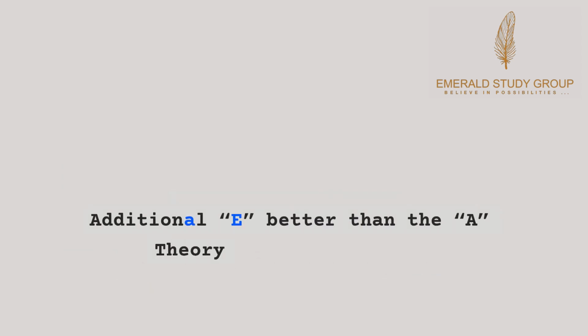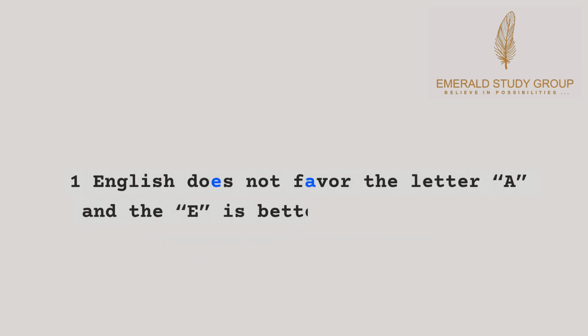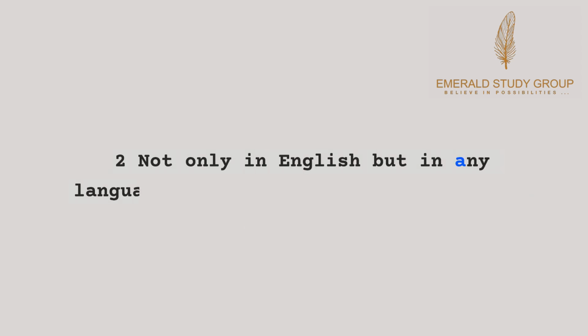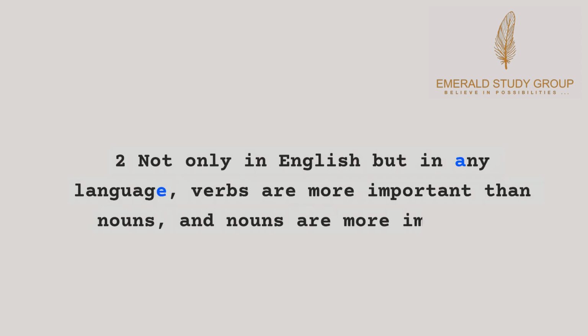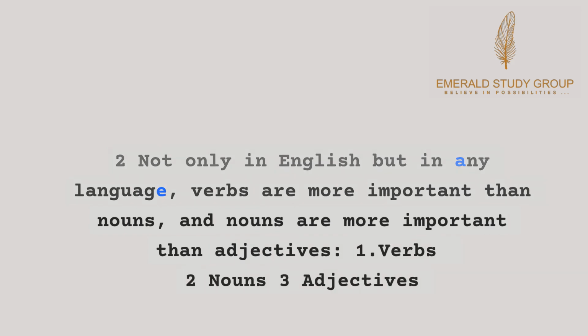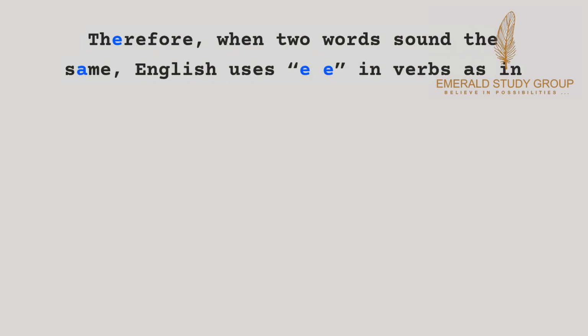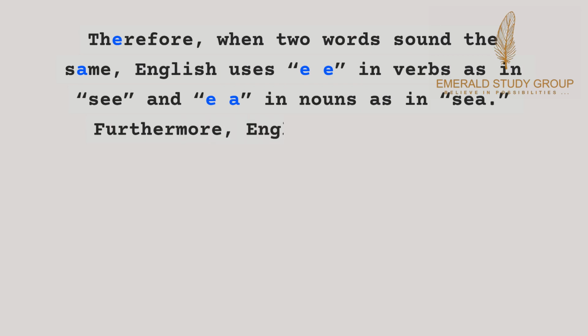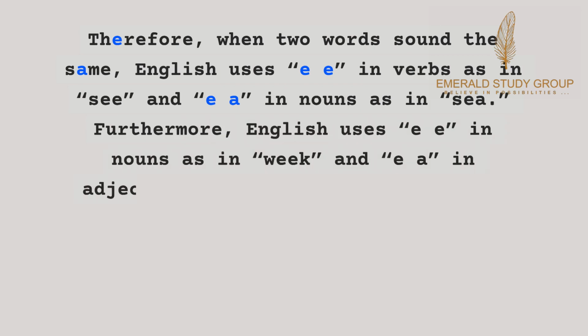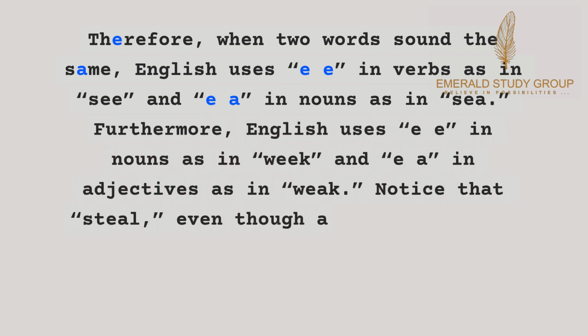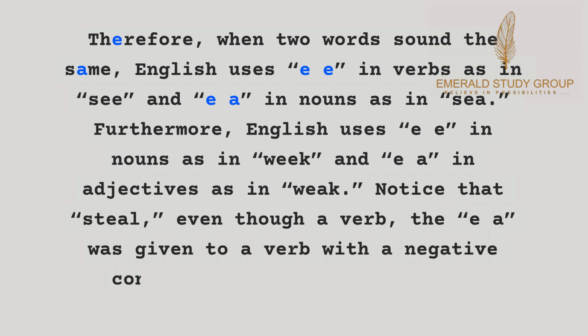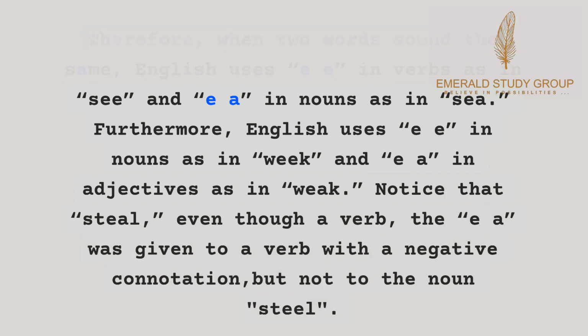Additional justifications for the E better than the A theory. 1. English does not favor the letter A, and the E is better than the A in English. 2. Not only in English but in any language, verbs are more important than nouns, and nouns are more important than adjectives. 1. Verbs, 2. Nouns, 3. Adjectives. Therefore, when 2 words sound the same, English uses EE in verbs as in see, and EA in nouns as in sea. Furthermore, English uses EE in nouns as in week, and EA in adjectives as in weak.